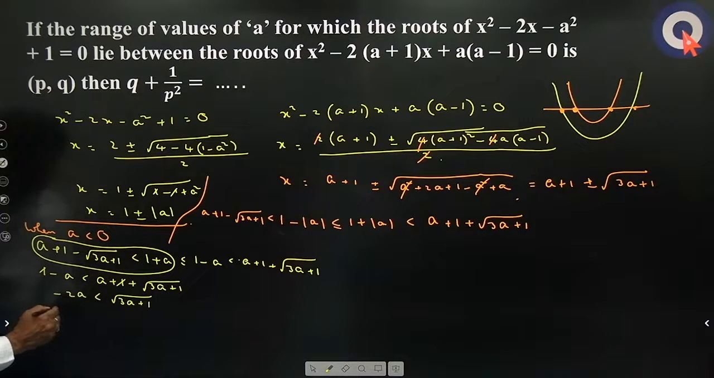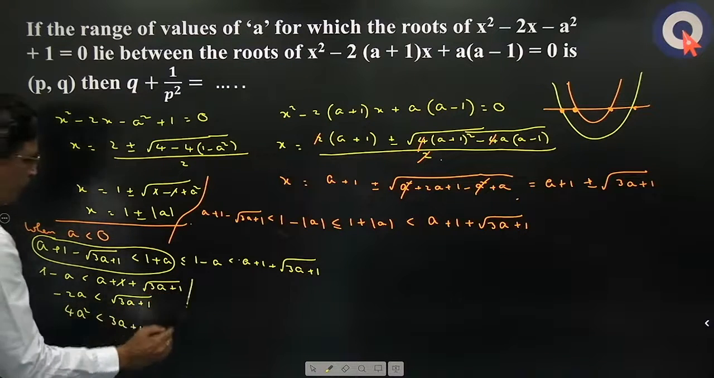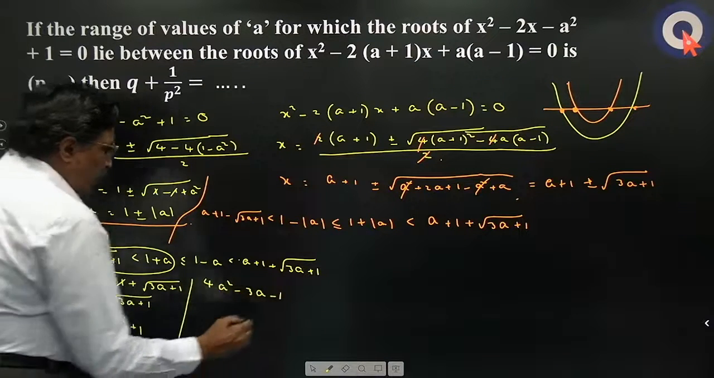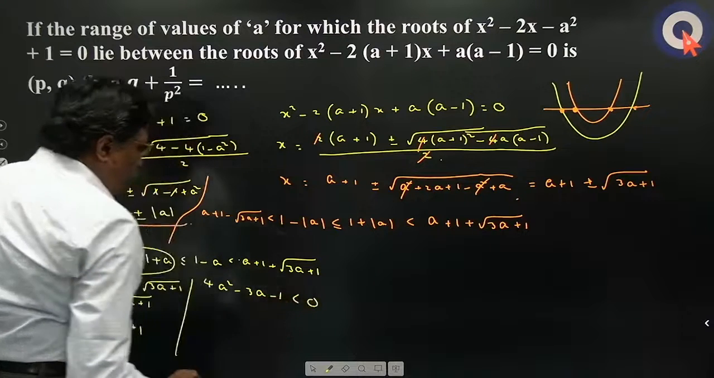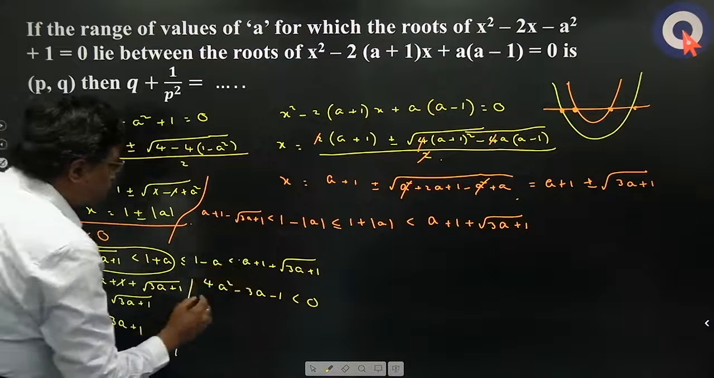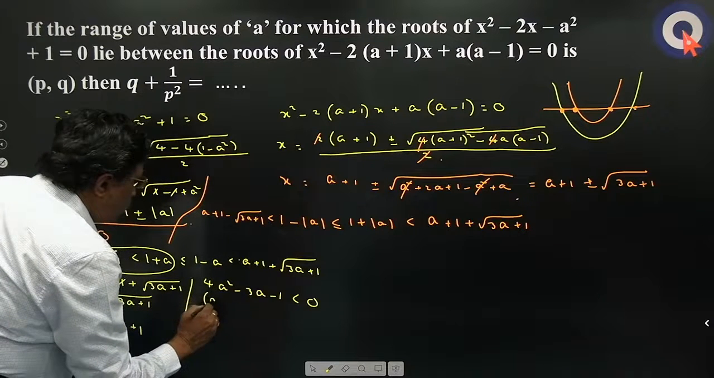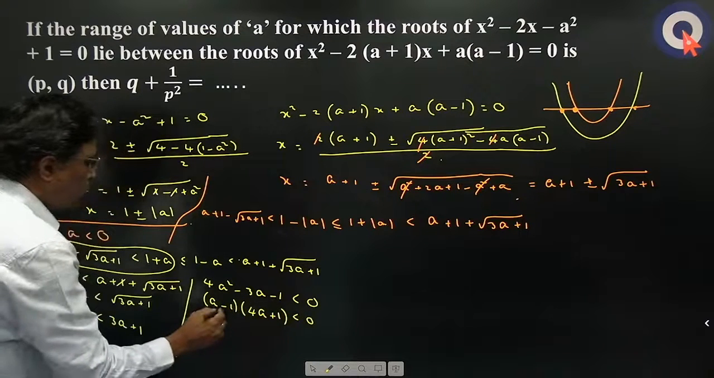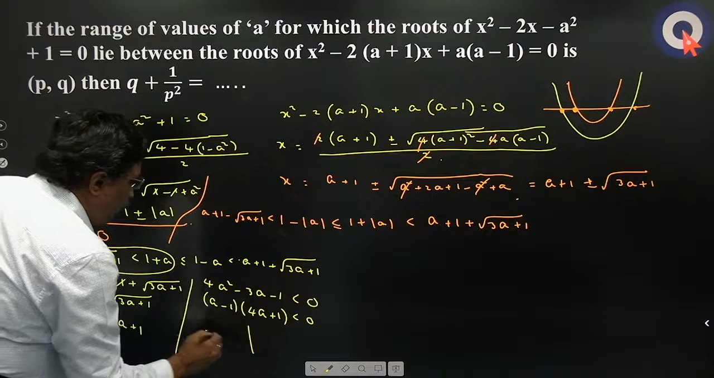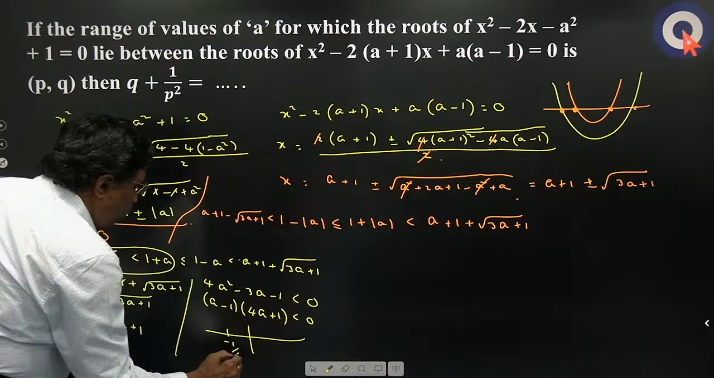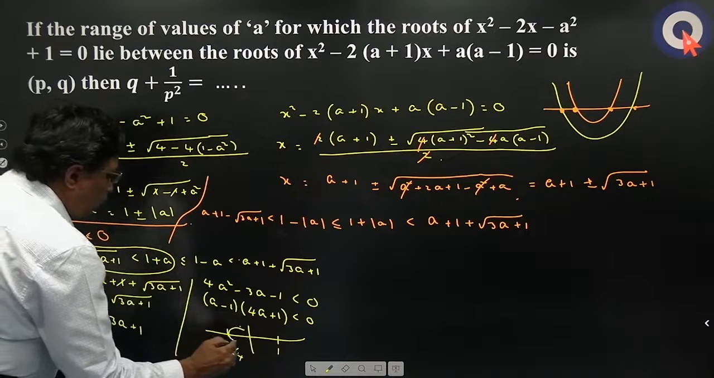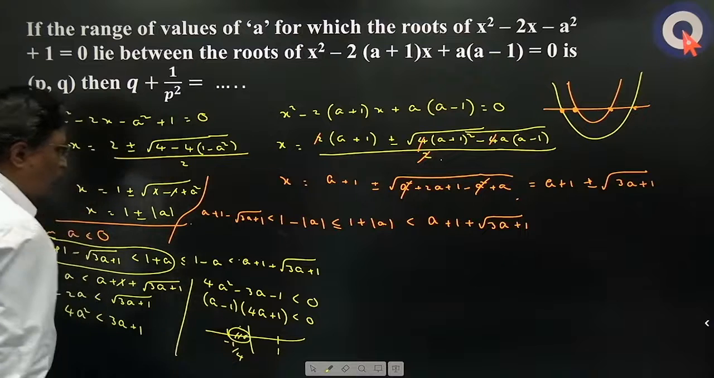So therefore, we can square it on both sides. So 4a square is less than 3a plus 1. So that means we are getting 4a square minus 3a minus 1 is less than 0. So therefore, this becomes, that means a lies between minus 1 by 4 and 1, but we are saying that a is less than 0, so therefore only this portion, minus 1 by 4 to 0, we shall consider.